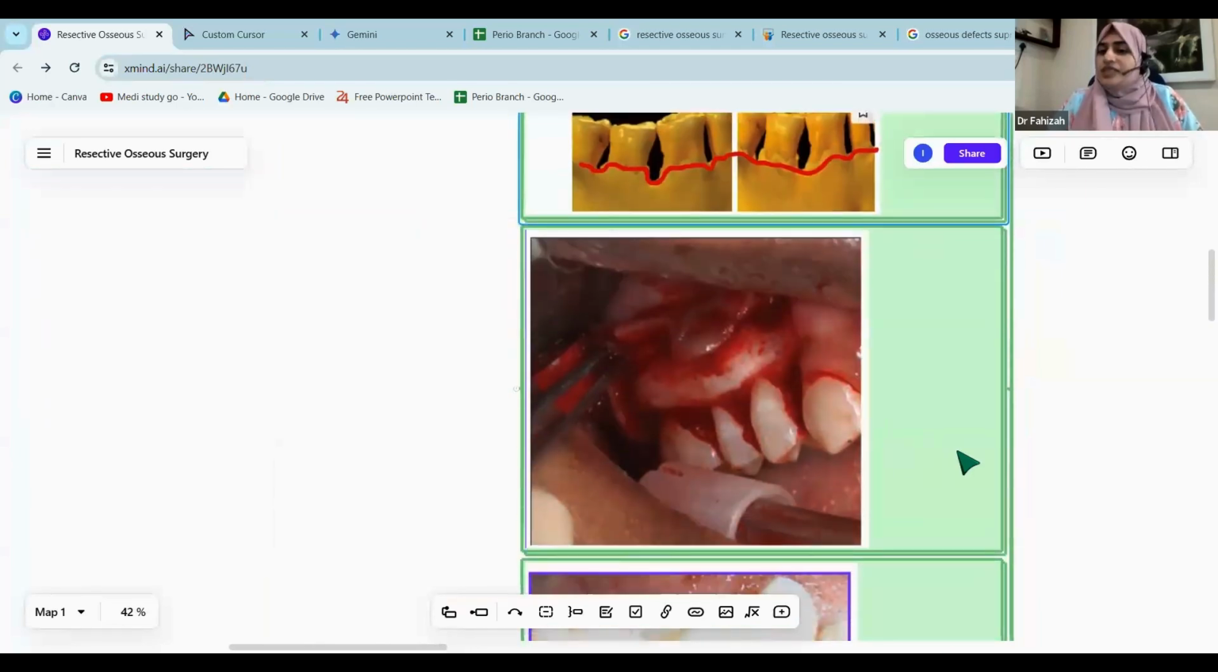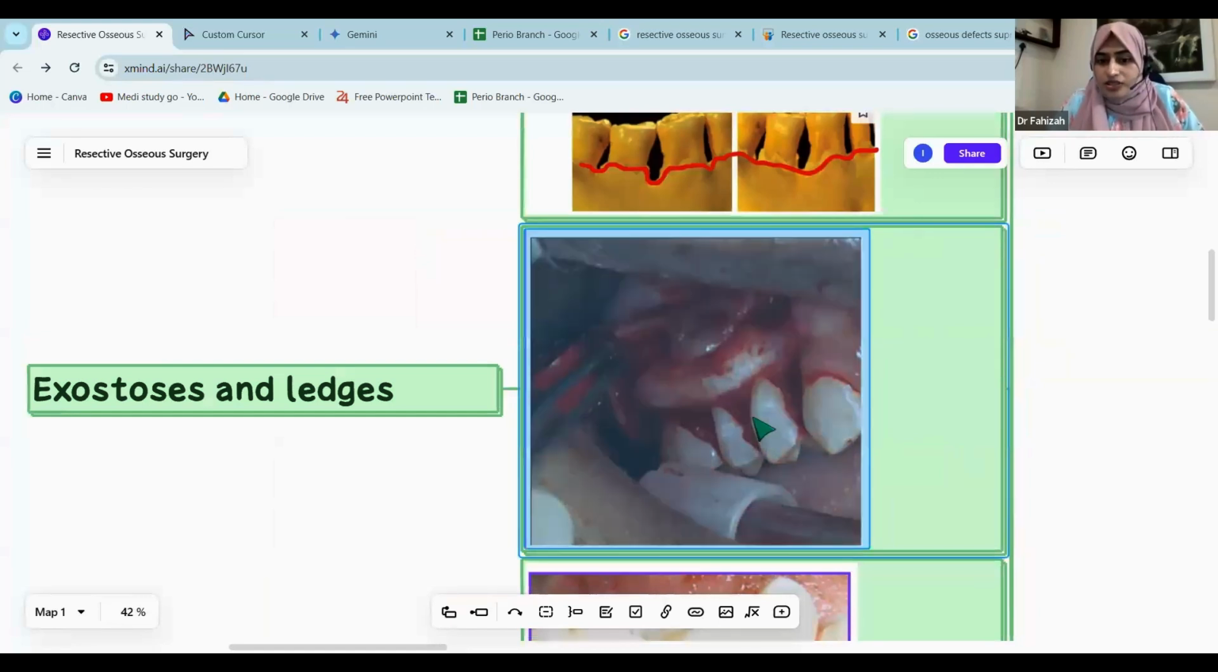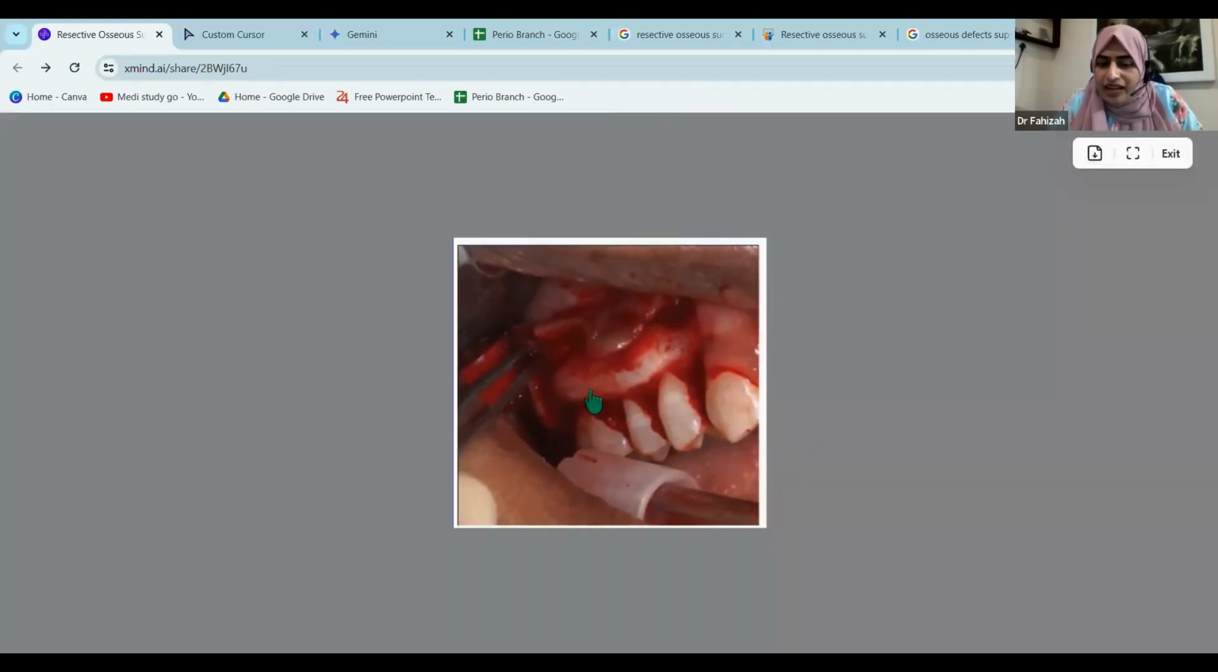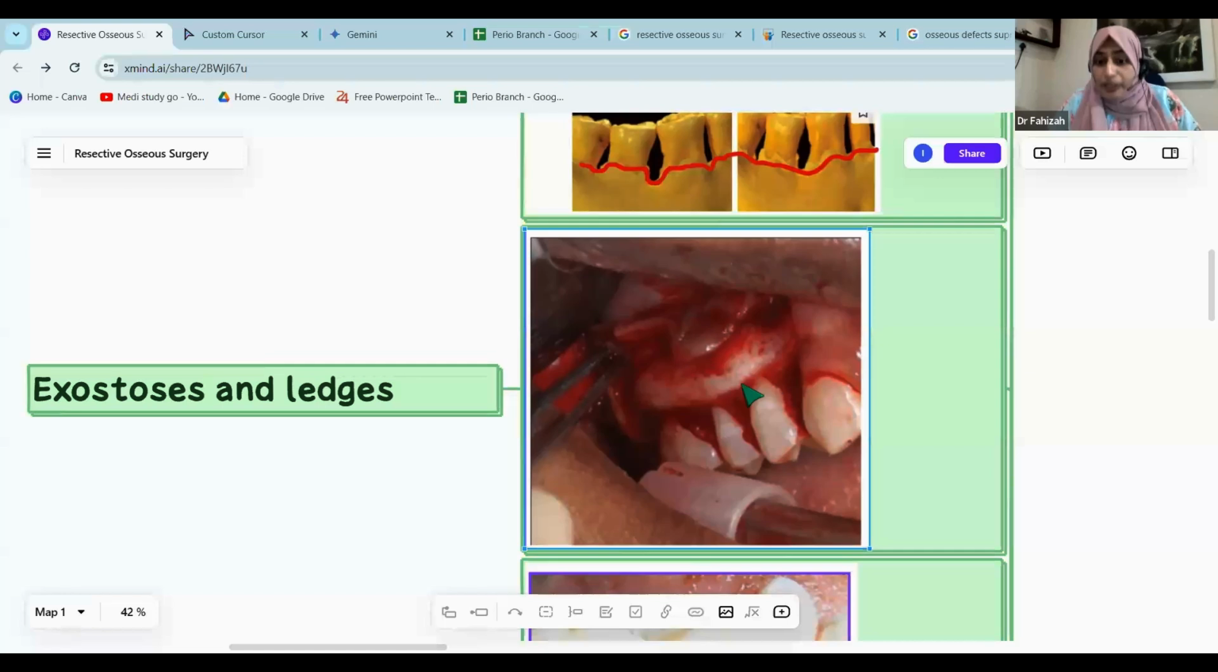Okay. Then comes, as we saw in the case again, exostosis or ledges. Ledges are also nothing but any small kind of bony protuberance which you can see when you open the flap. So those are called ledges. You need to smoothen that, because when you have this, you can't do a proper flap closure. That is point number one. Point number two is there are more chances of bacteria retaining over here. So it's very difficult to maintain oral health.